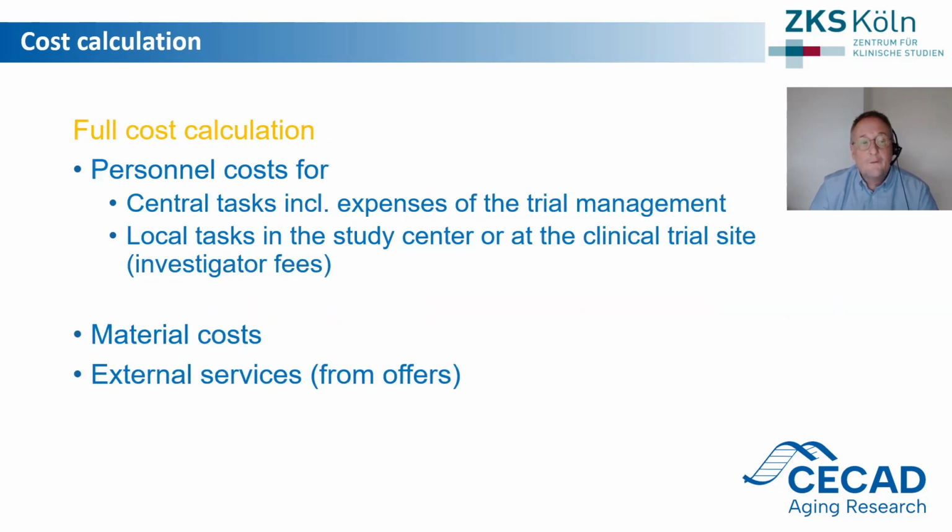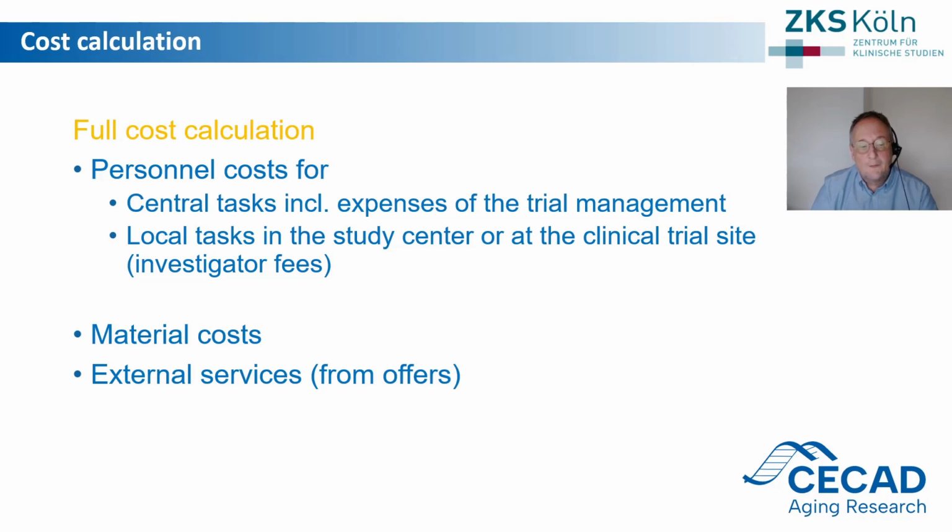Then you do a full cost calculation. Full cost calculation means you calculate the personnel costs for central tasks, including expenses of the trial management, and local tasks in the study center at the clinical trial site. These are the so-called investigator fees. We're going to come to them in a few slides.